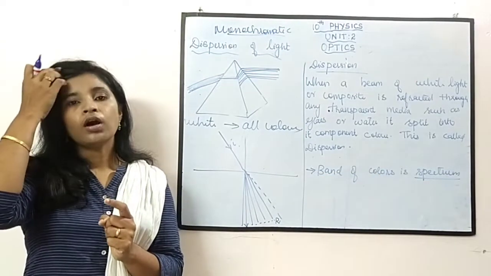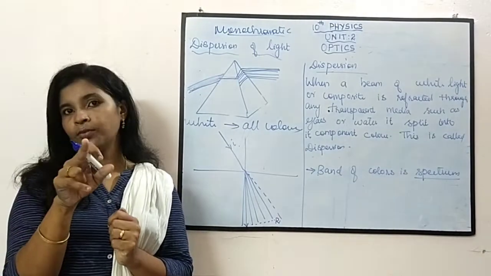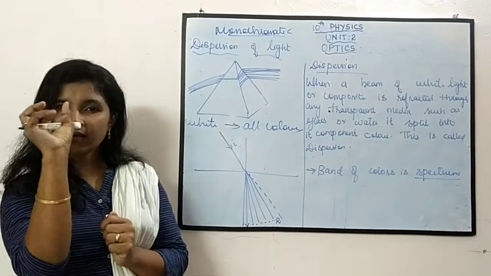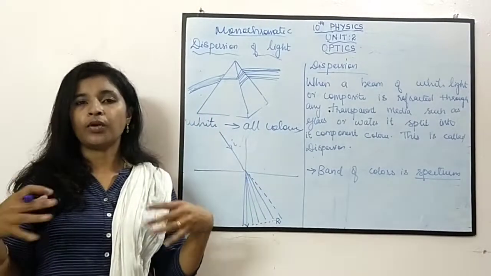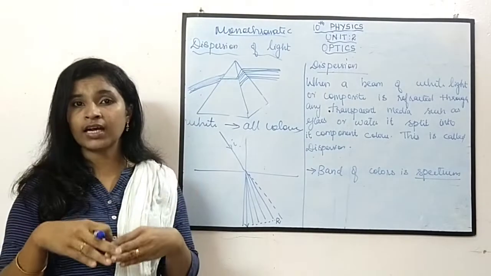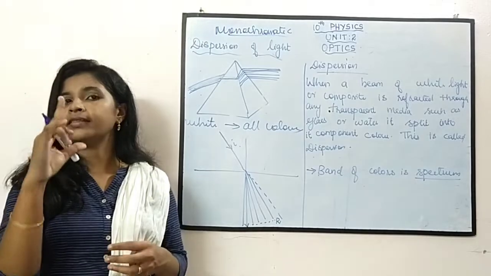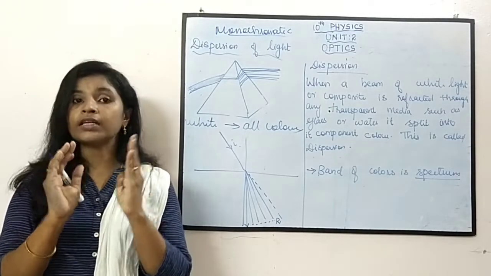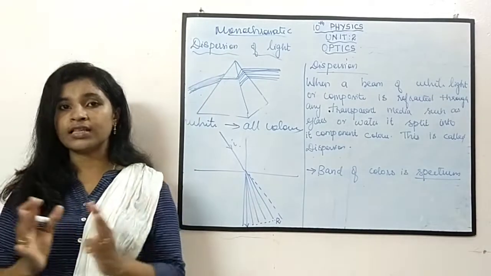But we can see only 7 colors. Usually you will see them in a rainbow. In a rainbow, the sunlight is falling on the rain droplets, and because of that we see the colors. Why are we able to see only 7 colors? Because our eyes are sensitive to only those 7 colors. We can sense only the 7 colors in the rainbow, so we are able to see them.